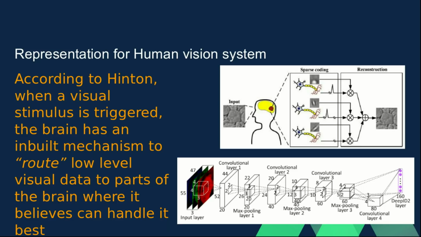When a visual stimulus is triggered, the brain has an inbuilt mechanism. So we focus upon low-level features, and we then gradually build understanding of what these complex features really mean, and we take it to a level where it can handle it best. And then we do reconstruction, and then we finally output an image.